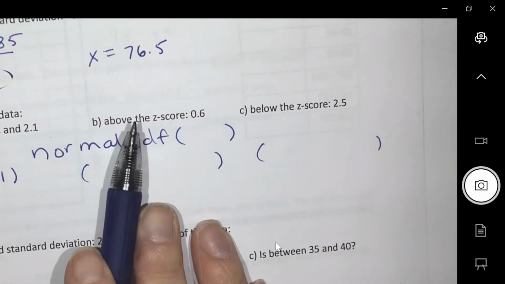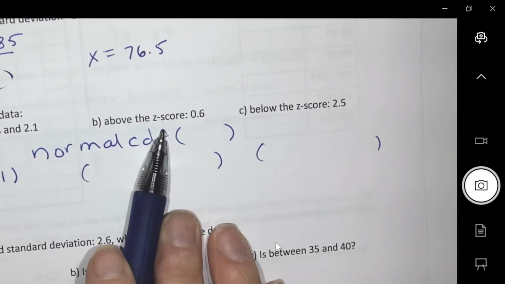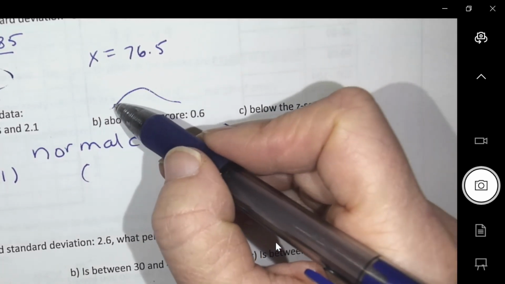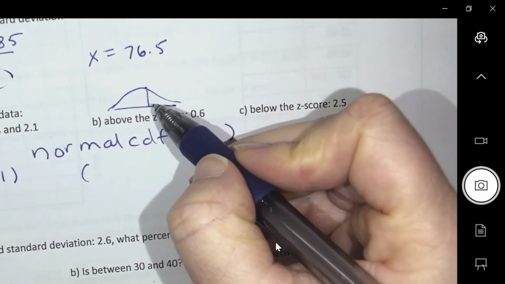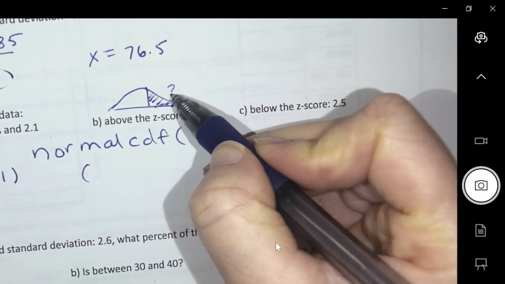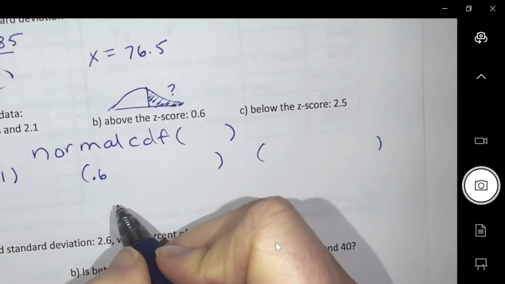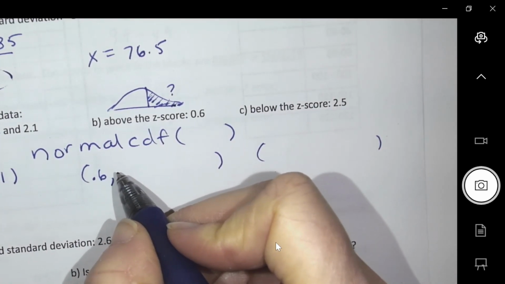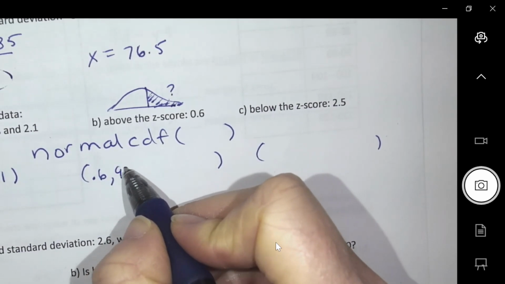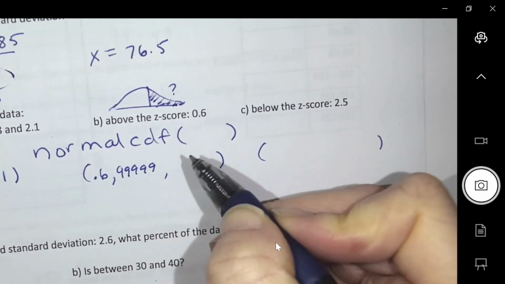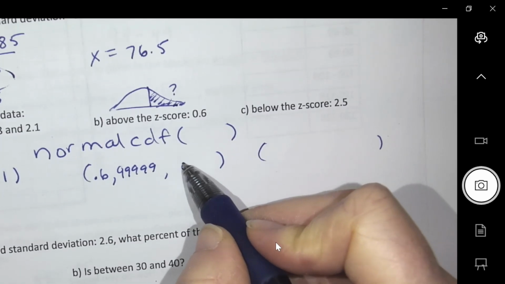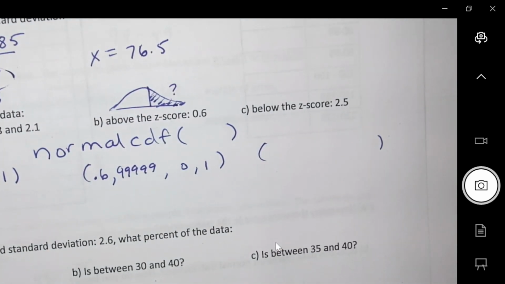Now you are above a z-score of 0.6. So what are you going to do for above? Basically, I'm going to give you a visual here if you want. My z-score is 0.6 and I'm above that. How do I get that? So what's the left to right? 0.6. And then I go right, and then I use a 99999, comma, and then we're using the 0 and 1 again, right? Because it's a z-score.